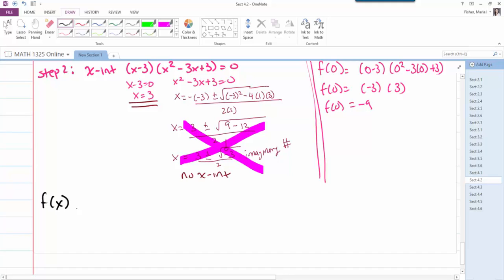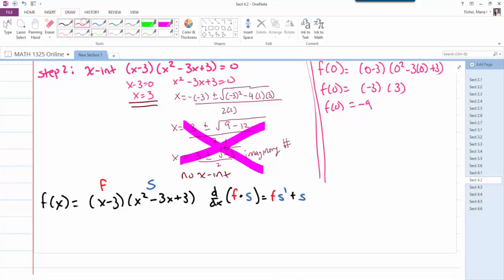So recall the function f of x is x minus 3 times x squared minus 3x plus 3. So if I want to find the derivative, well, there's two things that I can do here. I can either distribute first, or I can use my product rule to find this derivative. I'm going to go ahead and use the product rule to find the derivative. So I'm going to label this guy my first and this guy my second. And remember, the derivative of the first times the second is always going to equal the first times the derivative of the second plus the second times the derivative of the first.